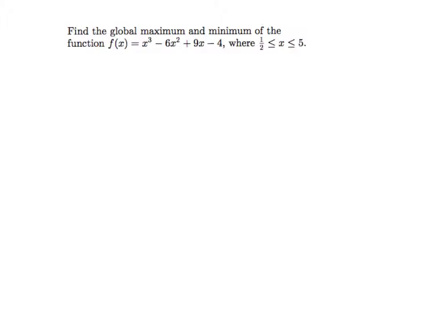I'll go to the next slide. Now I quite like this worked example here. It says find the global maximum and minimum of the function f(x) there, given the domain x is between a half and 5. So how do you find that? Well, you cannot just do that by looking at it. You will have to graph this.